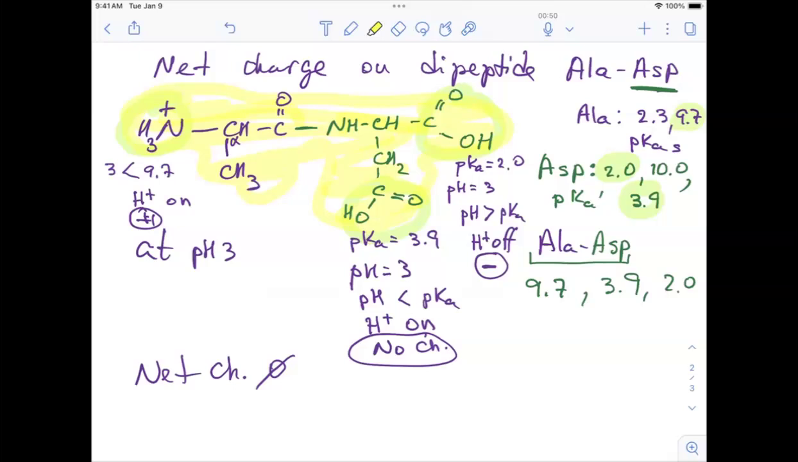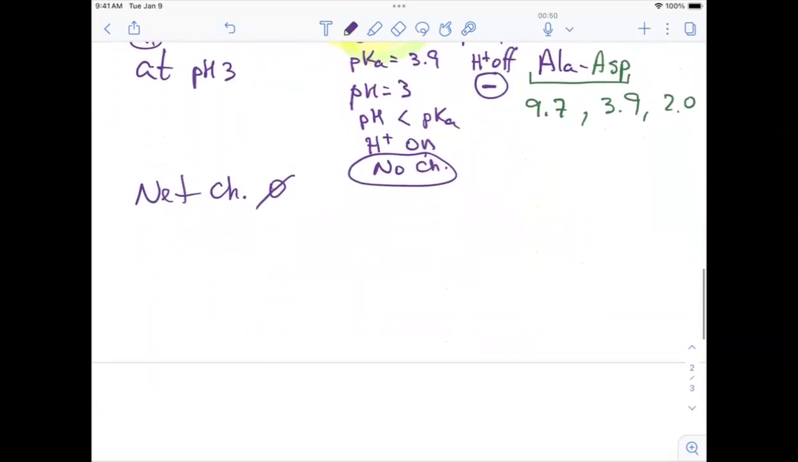Let's fix it. So before I go on to the shortcut, let's fix this. The proton was on, so let's just take off the proton that needs to come off, right? So the correct structure would then have O minus right here. And then this would be the correct structure at pH 3. So I just had to change one thing. All right, now the shortcut.